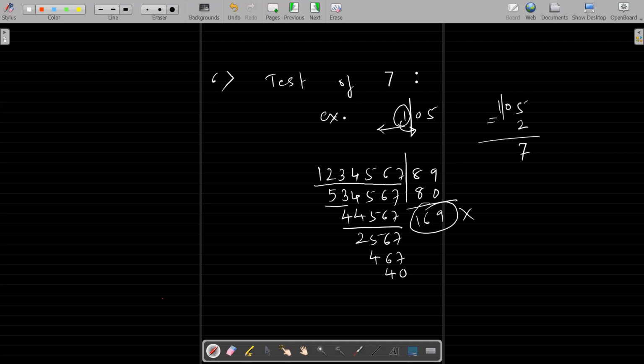Okay, but you can look at numbers like, for example, 1001. That's an easy number, and you take double of this. That is 20. 20 plus 1, 21. That is divisible by 7. So the number is divisible by 7.